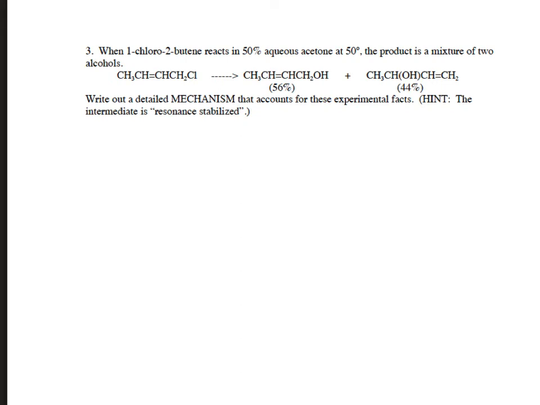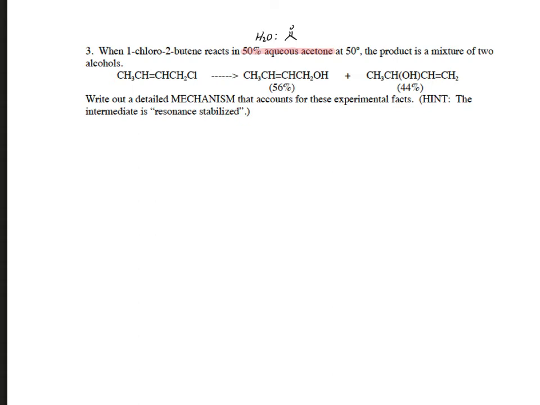All right, so we'll go ahead and solve problem 3. They're giving us a starting material and telling us that it makes two different products and then the ratios. So they tell us that the reactants are 50% aqueous acetone. Putting that into normal reagents, aqueous means water, so it's a mixture of water and acetone, which looks like that. And it's 50-50.